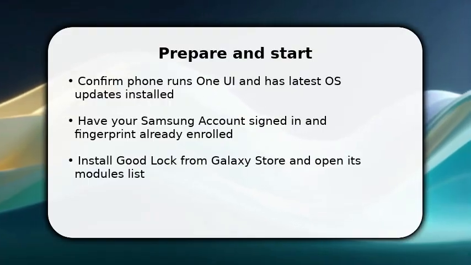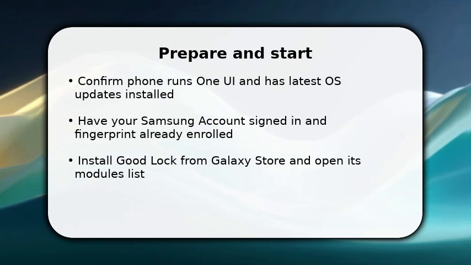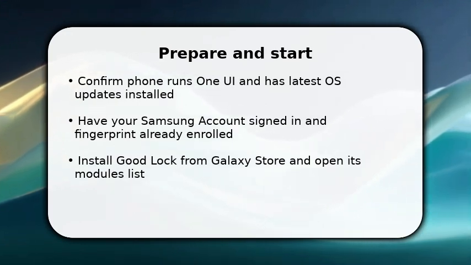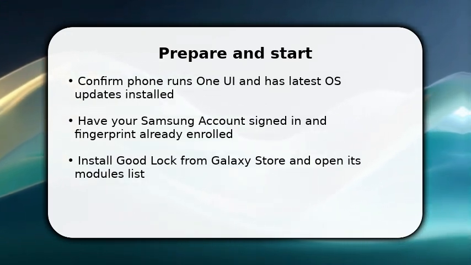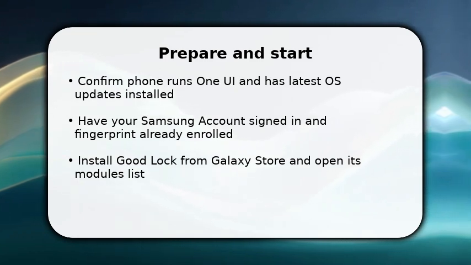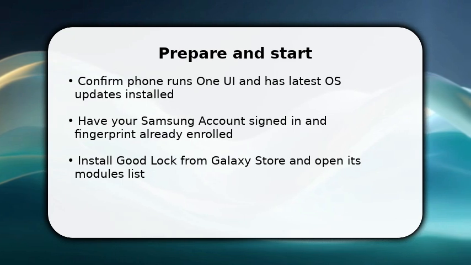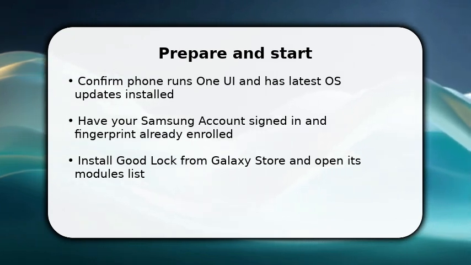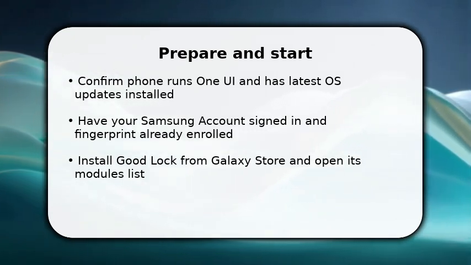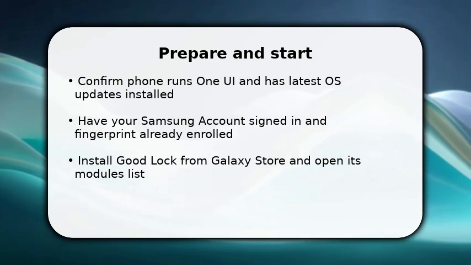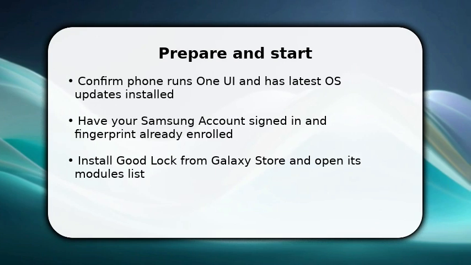You'll start by confirming a few essentials. Your device runs One UI, you're signed into your Samsung account, and you've already registered at least one fingerprint. Once done, open the Galaxy Store, install GoodLock, then launch GoodLock. Make sure GoodLock shows compatible modules for your One UI version. This is why you update first.